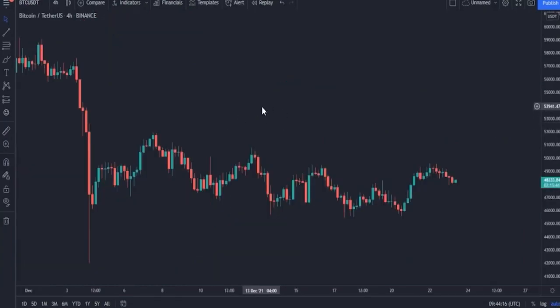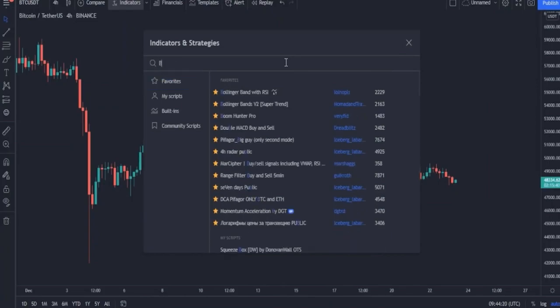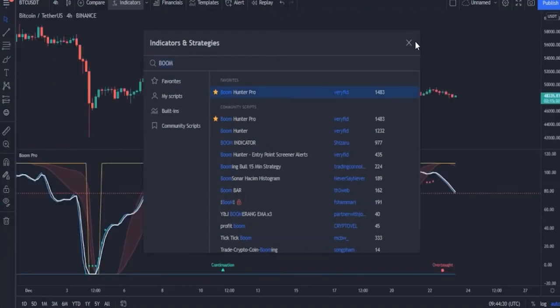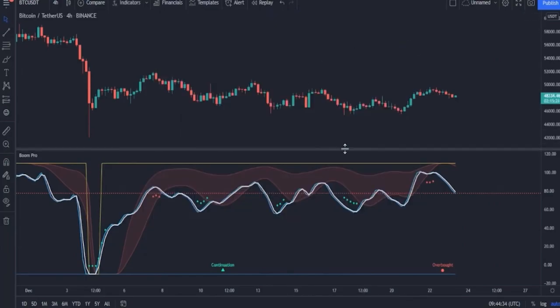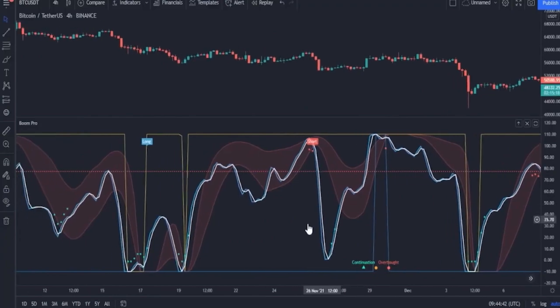Okay, let's open the indicators box. In the search field, type boom and choose the first one, which was created by Verified. Okay, this is the indicator that we are going to talk about. It may seem complicated when you look at it for the first time, but we will simplify it as much as possible so that you can understand it and use it easily.